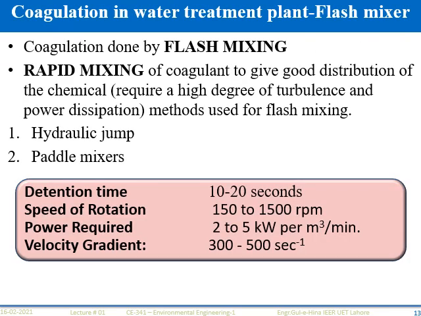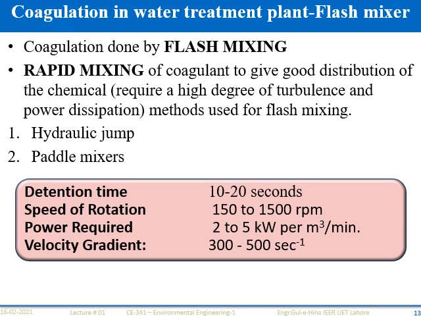So coagulation in water treatment plant of rapid mixing, it is also known as a flash mixing. So coagulation is done by rapid mixing or a flash mixing. So rapid mixing of coagulant is basically, as we discussed, that it will provide a good distribution of the chemical throughout the reactor. It can be achieved by two types, by providing a hydraulic jump or by using a paddle mixers. ठीक है. So detection time आपका rapid mixing का 10 to 20 seconds provide होता है.